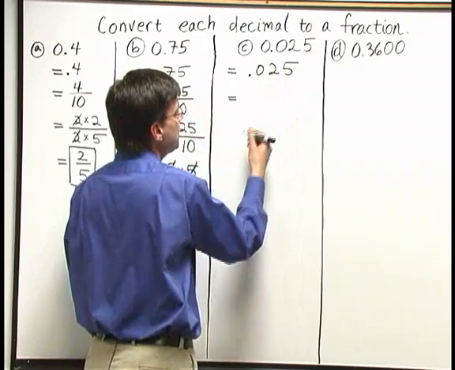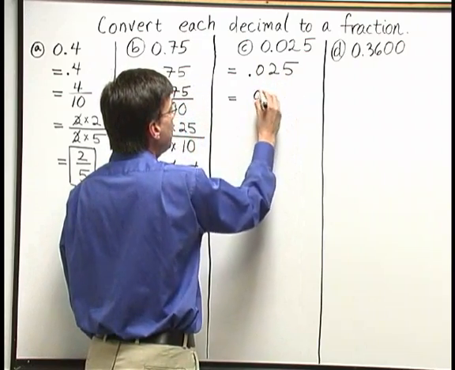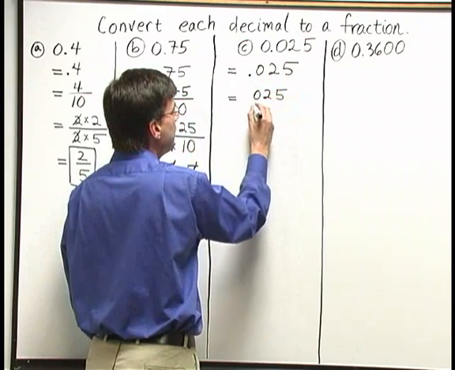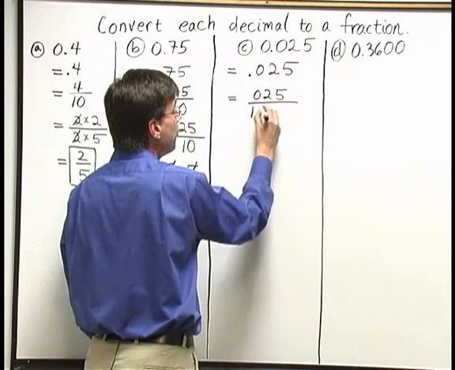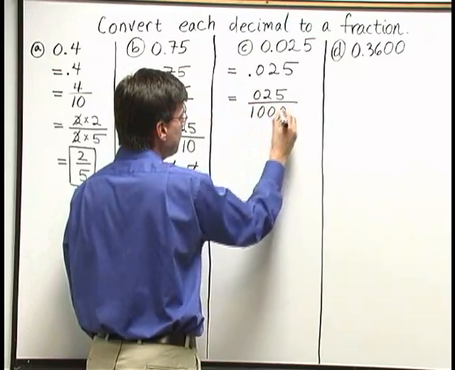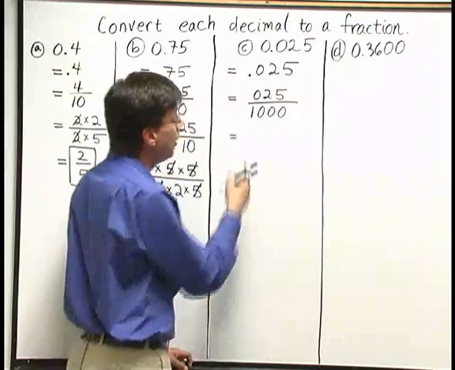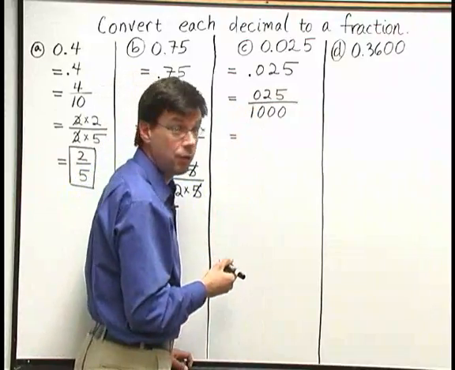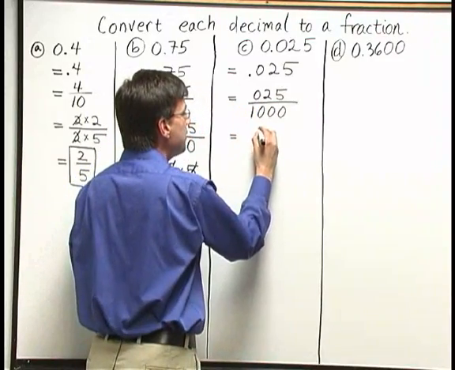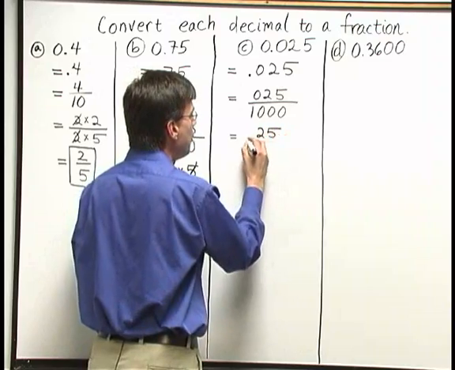So I can write this decimal as 0.025, which is the same as 25 over 1,000. Because I'm treating that 25 like a whole number, this 0 up above is no longer required. That's the same as just 25 over 1,000.